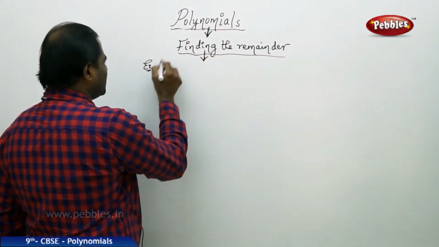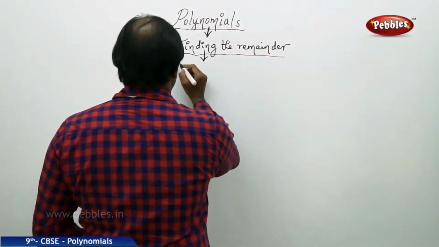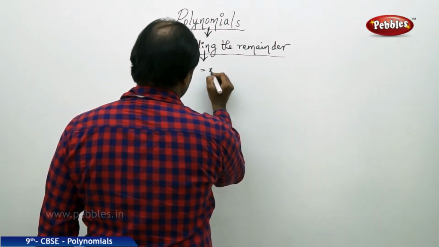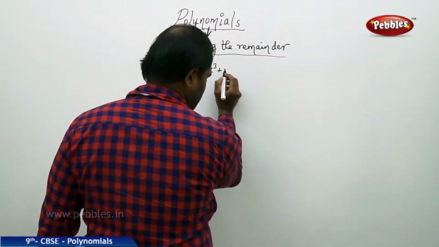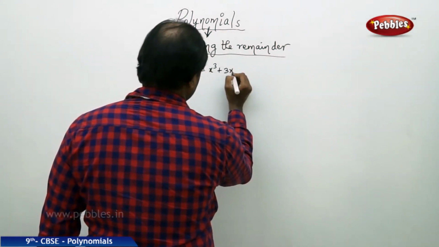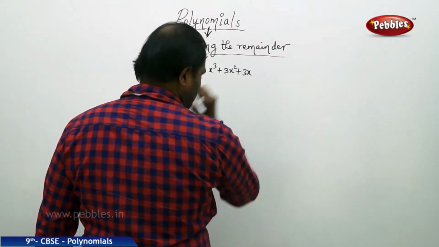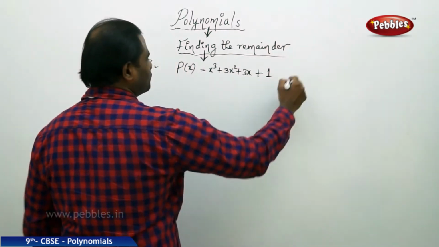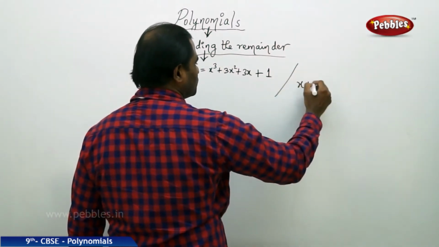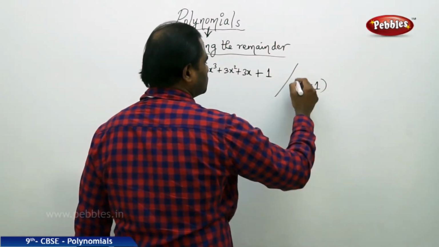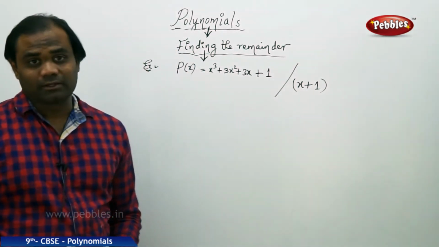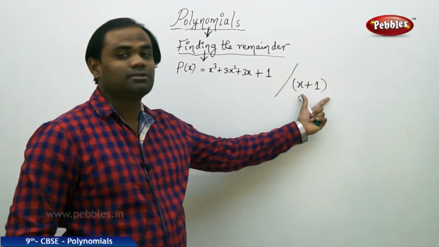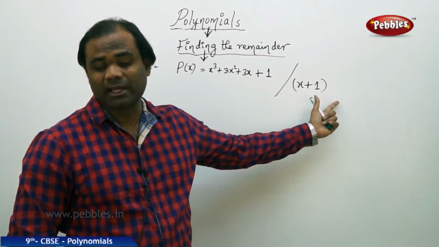For example, I have a polynomial p of x, which is x cubed plus 3x squared plus 3x plus 1, which is divided by another polynomial x plus 1. And I would like to find the quotient and the remainder for this polynomial p of x being divided by another polynomial x plus 1.